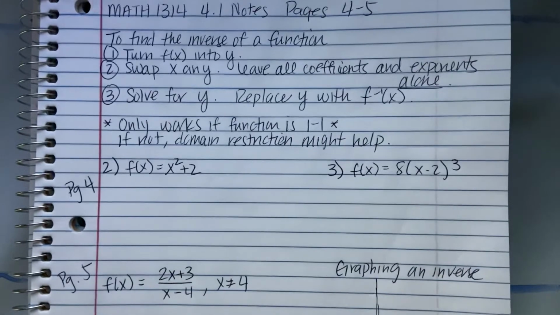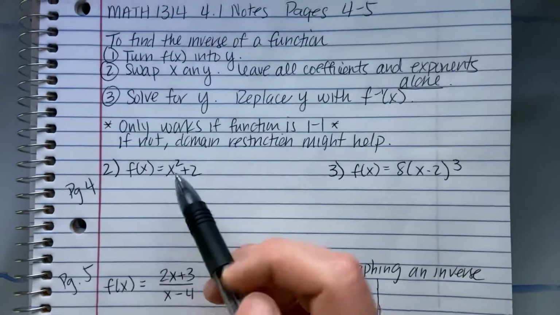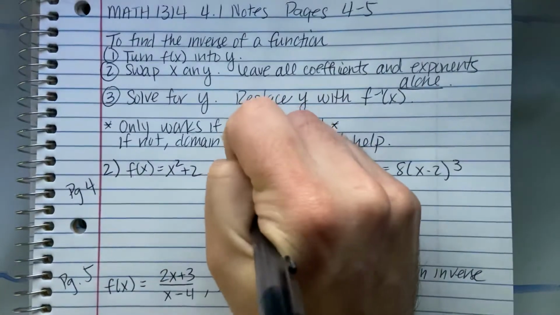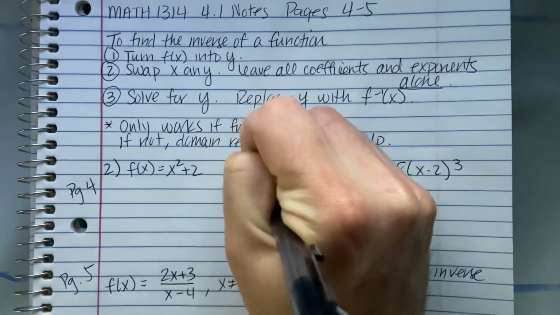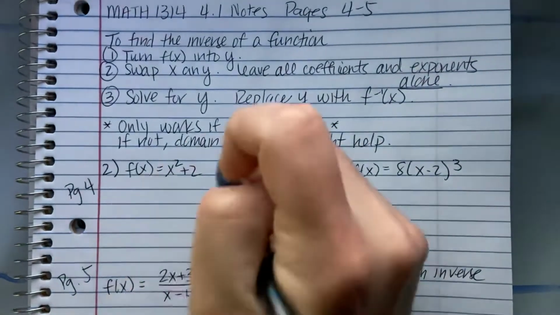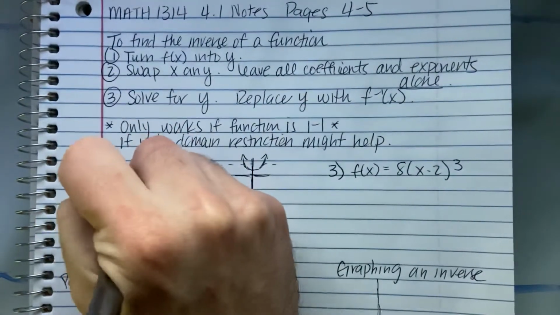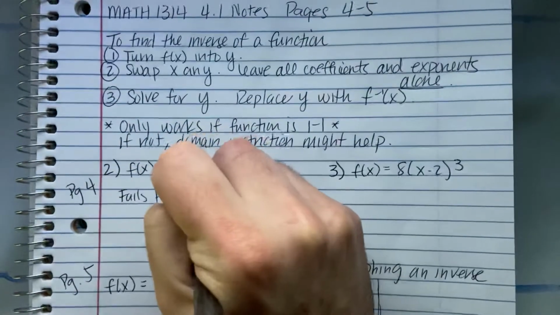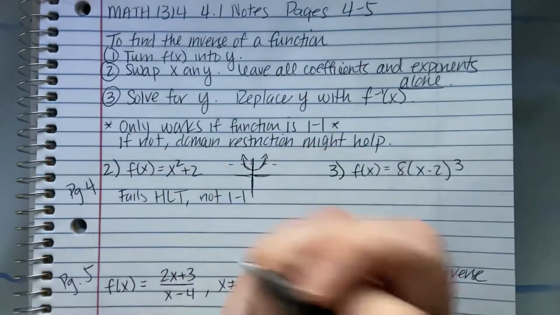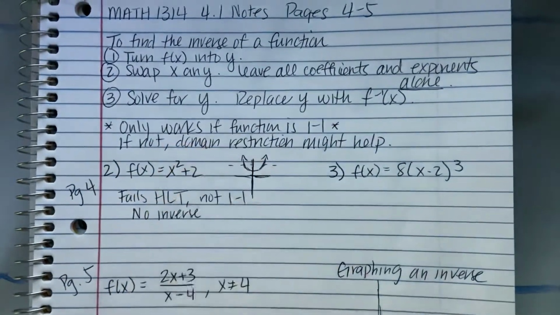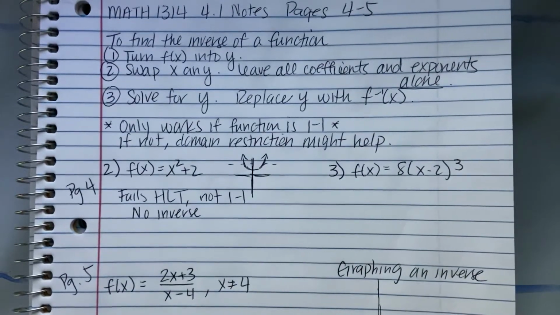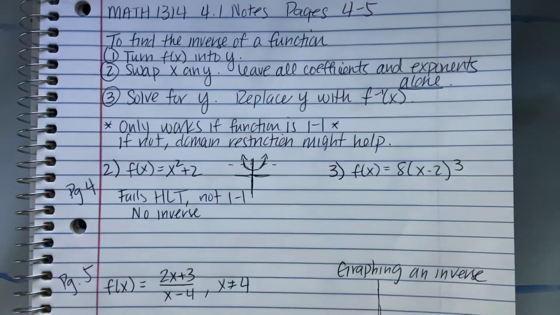Now this only works if the function is one-to-one, so you need to check if it's one-to-one. For example, for f of x equals x squared plus 2, a miniature graph of this is just an upward facing parabola moved up 2. So if it fails the horizontal line test, then it's not one-to-one. If it's not one-to-one, you can't do this process, so there's no inverse. Now x squared plus 2 does have an inverse over certain domains, so technically you can use a domain restriction, but we're not going to deal with that for now. That's something you can talk about later.